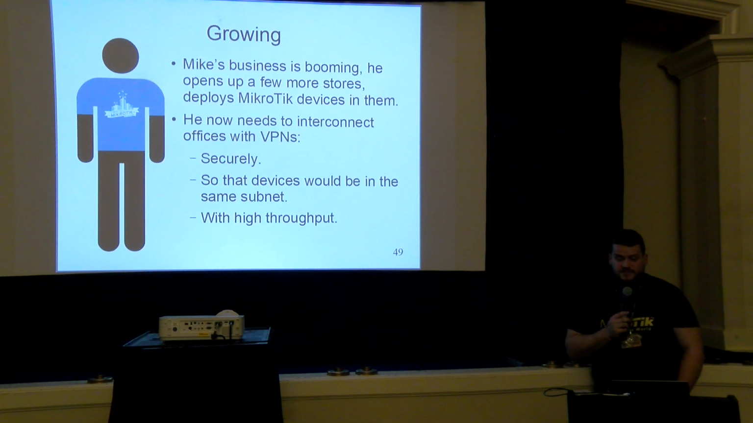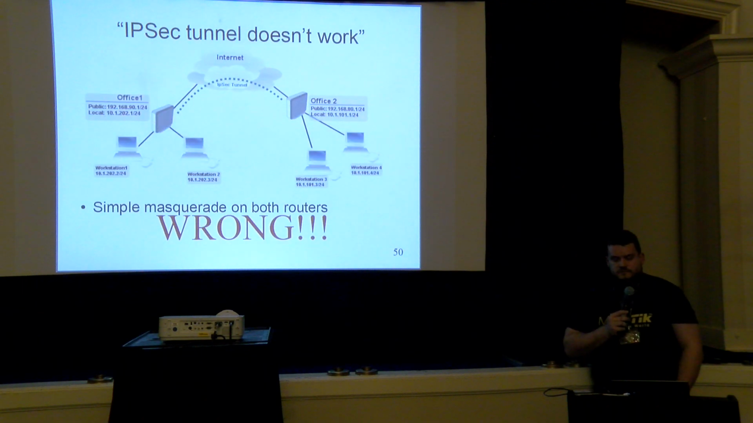So Mike's business is booming. He opens a few more stores. Of course, now he needs to interconnect his stores with a secure VPN. So the devices must be in the same subnet because the servers work that way. And he needs a high throughput. So as usual, let's go back to my first favorite option, Masquerade. So he has many offices, and each office is masqueraded. And as soon as he tries to make an IPsec tunnel through it, that IPsec tunnel simply doesn't work.